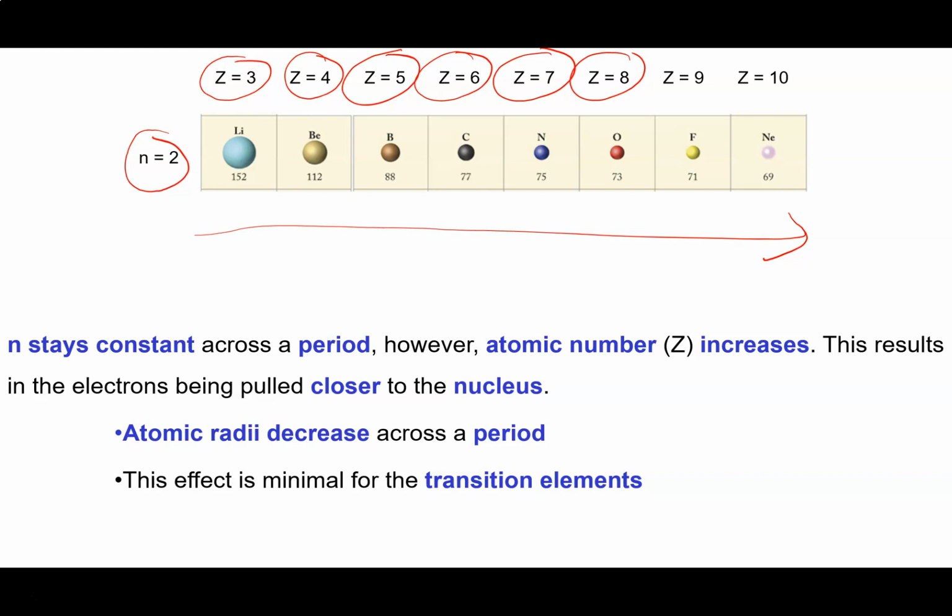This represents that all of those shells are just being pulled in a little bit more by the increasing nuclear charge. Now, this effect is minimal for the transition elements, and I'll show you some images of the atoms in their sizes a little later on, but this is in period 2 and you can see the trend, it follows it perfectly.